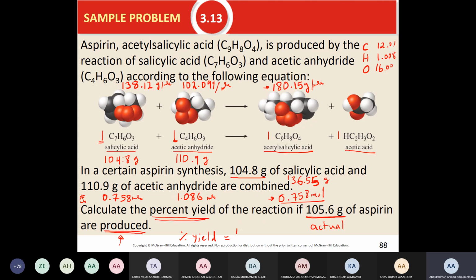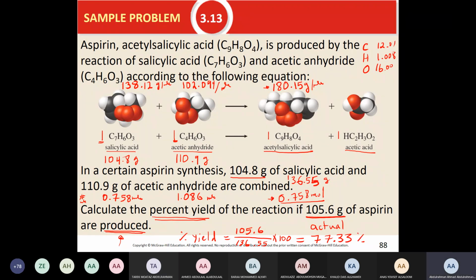What should they do? You should divide the actual over the theoretical, 136.55, multiplied by 100. That gives 77.33%. What's the unit?